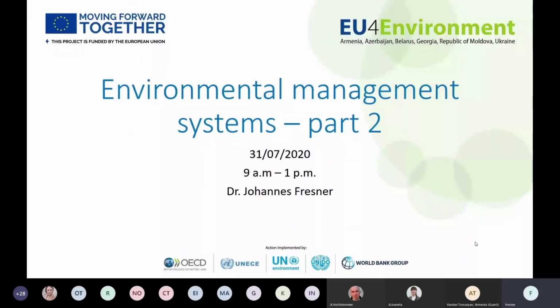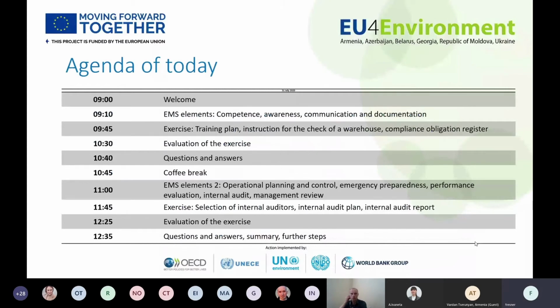Yesterday we talked about the preparations, about the organizational setup, about environmental assessment as a basis to understand the significant environmental aspects of an organization. Now we are talking about the actual organizational elements. This morning is divided into two main elements.